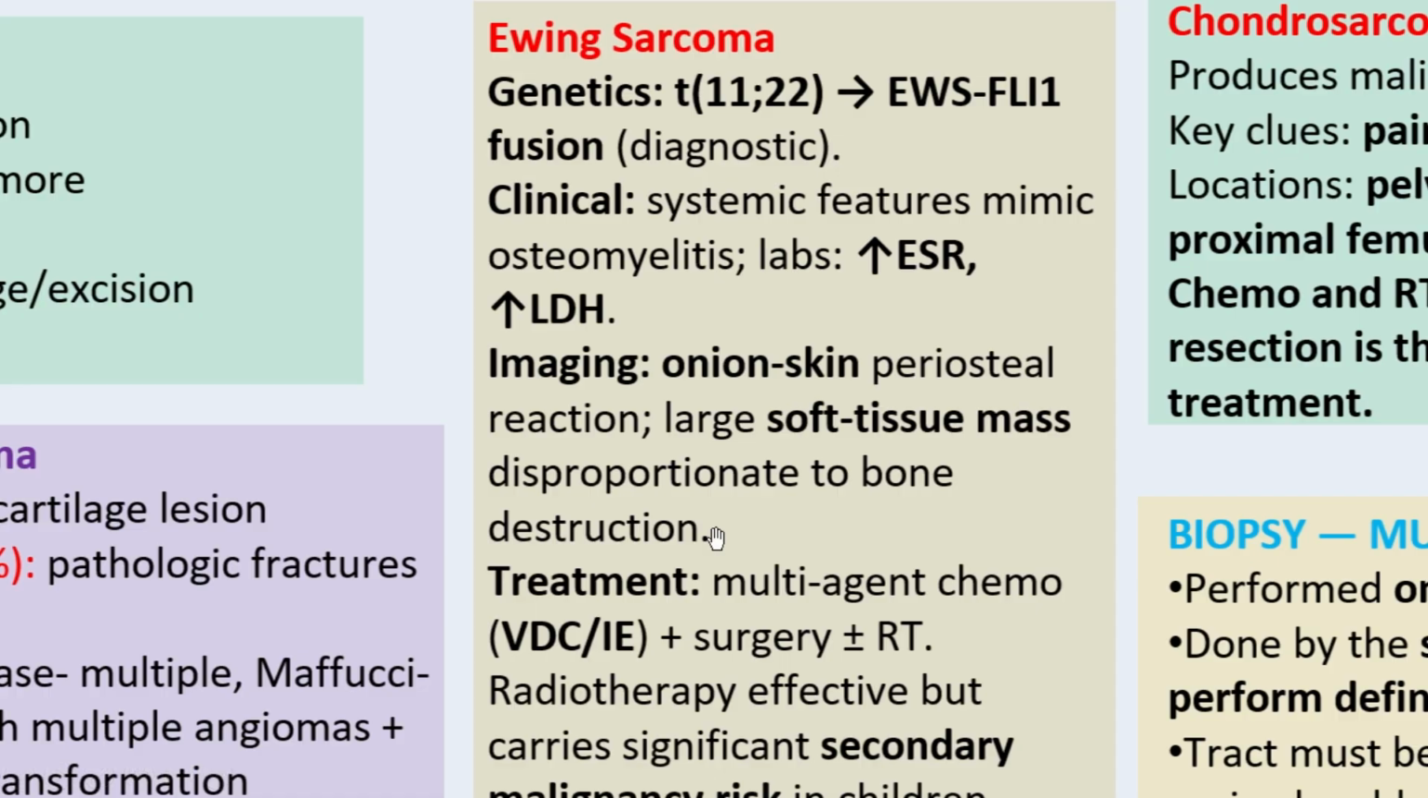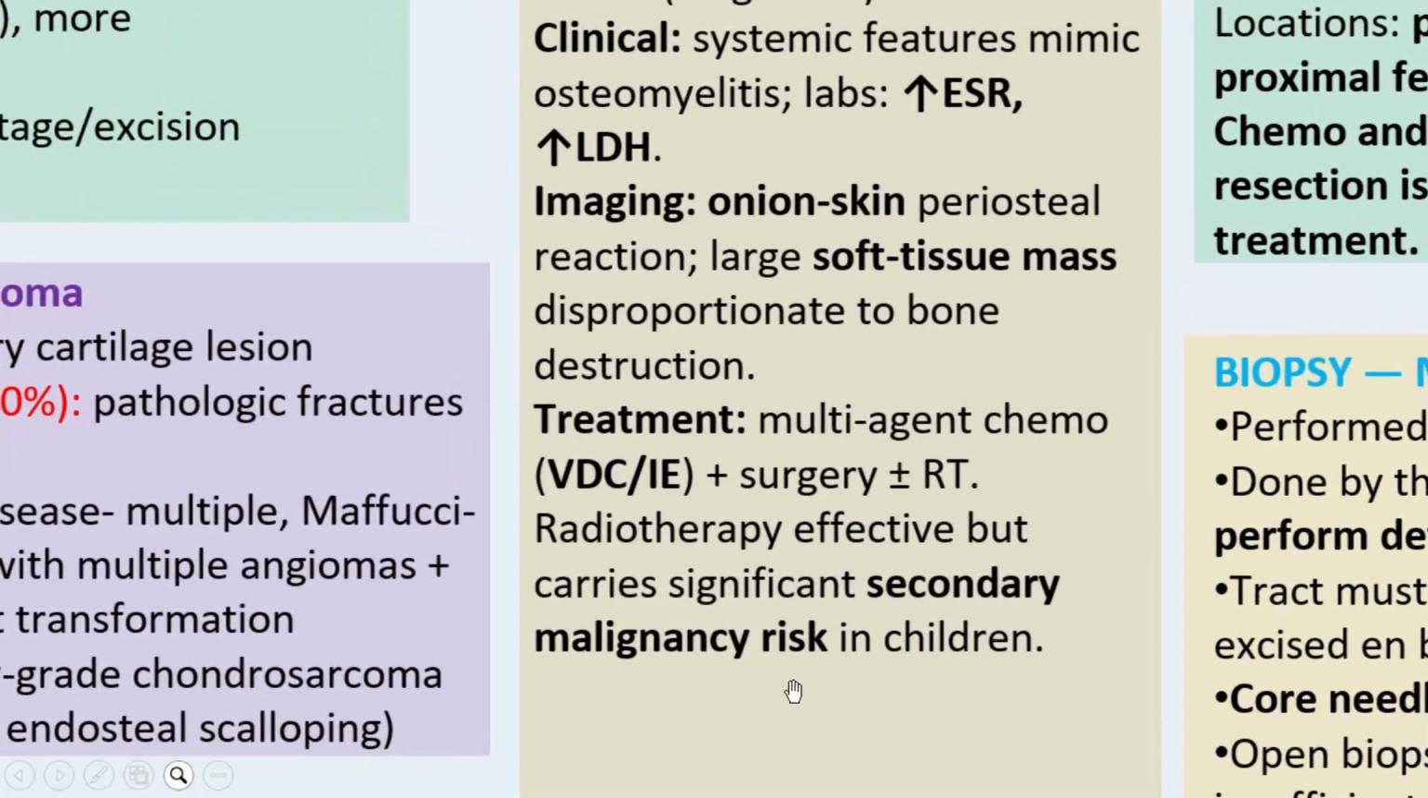Then the treatment of Ewing sarcoma, we have multi-agent chemotherapy. That's the VDC/IE plus surgery plus radiotherapy. But remember, when you give radiotherapy in a cell that is growing, you can cause DNA damage that again results in other cancers. So secondary malignant risk is high in children who receive this chemotherapy.